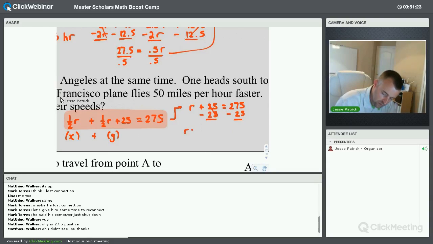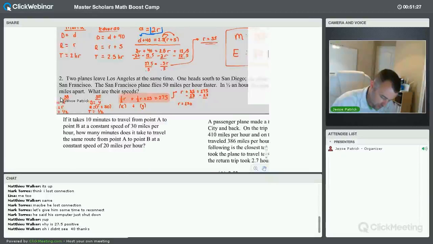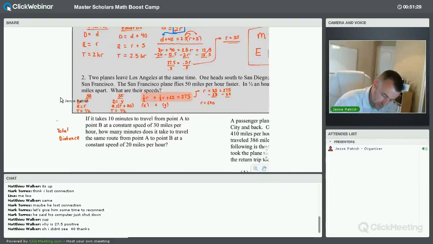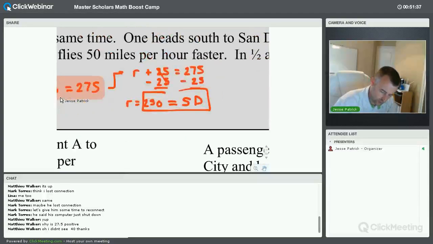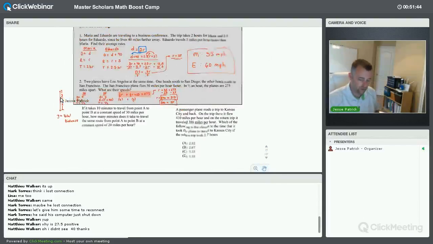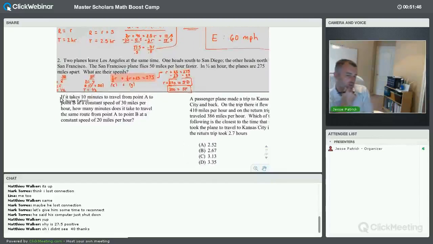And R equals 250. So that is going to be one of my rates, the San Francisco rate, or San Diego, sorry. It's miles per hour. The other one is 50 miles an hour faster, so I'm just going to add 50 to that, and it's going to be 300 miles per hour for San Francisco. You got it. So like I said, a little trickier with that setup because normally you're used to just setting things equal to each other. You can't do that here.